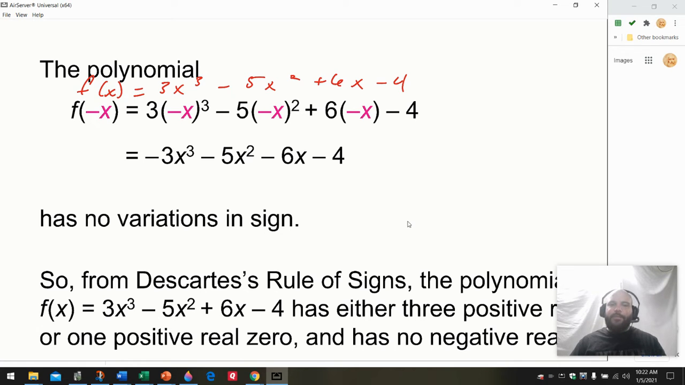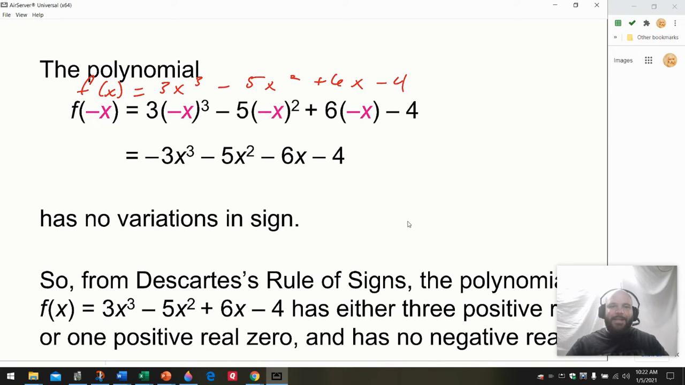Now, what I have to do from there is to simplify this. So I need to cube the negative x. When I cube a negative, it's going to put the negative out in front of the 3 because a negative times a negative times a negative is still negative. So you can see 3 parentheses negative x to the third becomes negative 3x to the third.